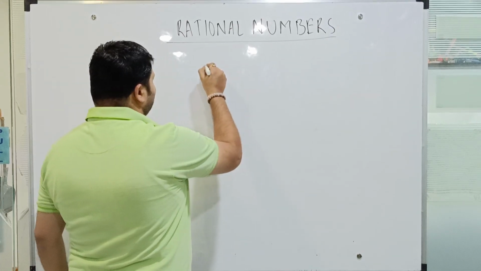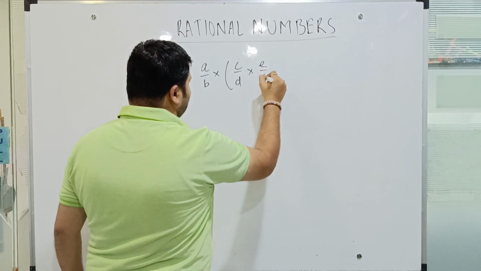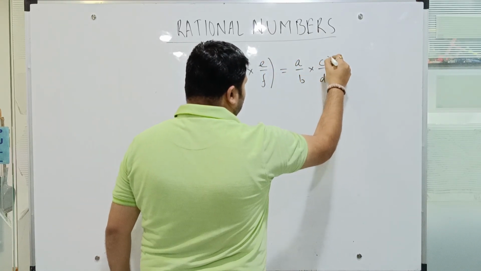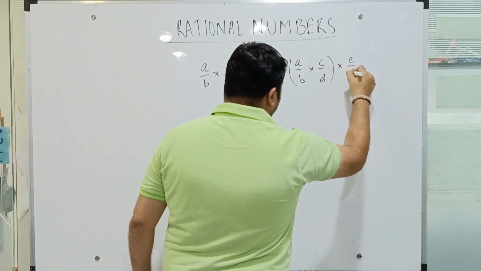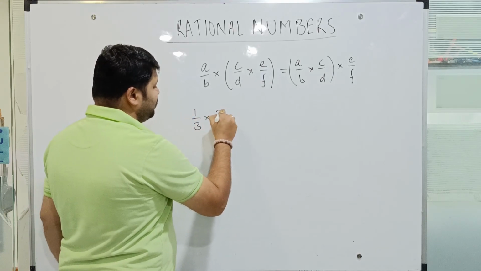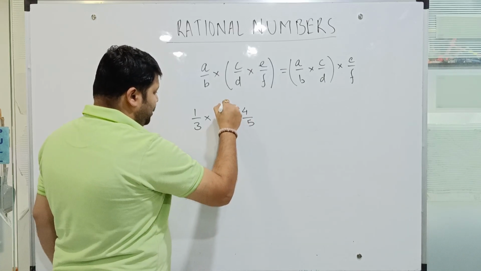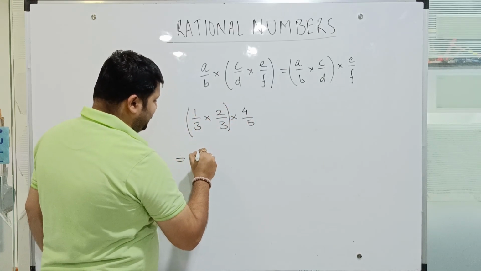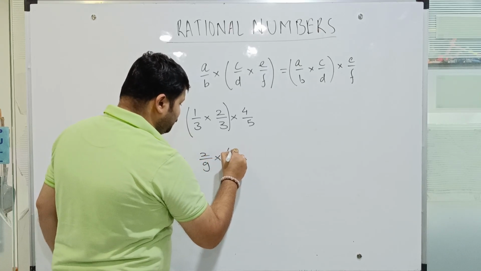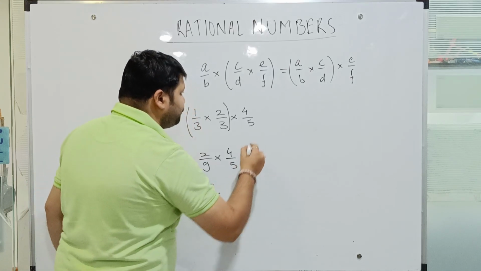So the associative property says that if I have A upon B multiplied by C upon D multiplied by E upon F, then it should be equal to A upon B multiplied by C upon D multiplied by E upon F. So let's take a simple example. If I have 1 upon 3 multiplied by 2 upon 3 multiplied by 4 upon 5, and I take this as a group, I'll get it as 2 upon 9 multiplied by 4 upon 5, giving the final answer as 8 upon 45.